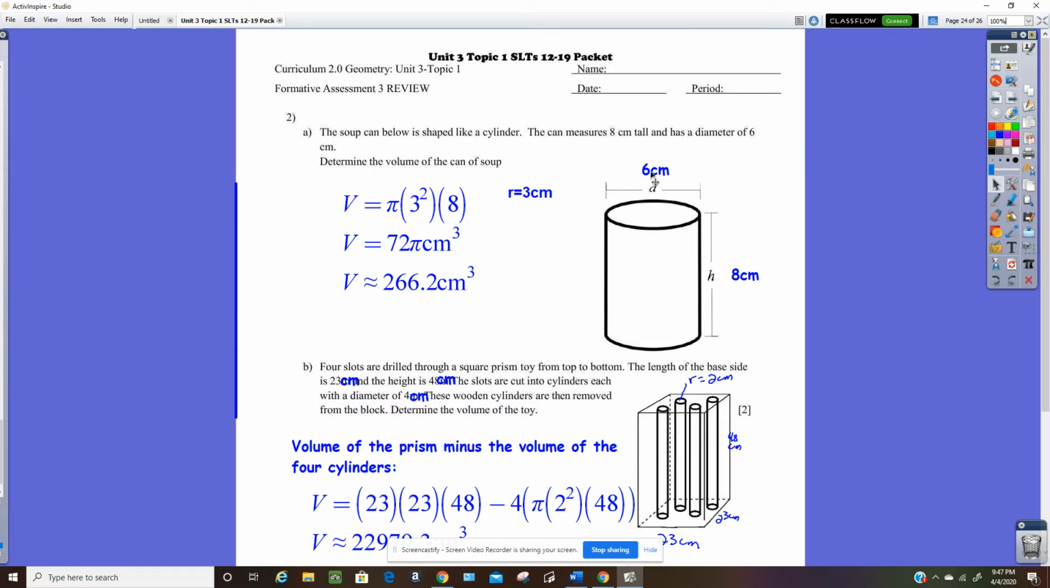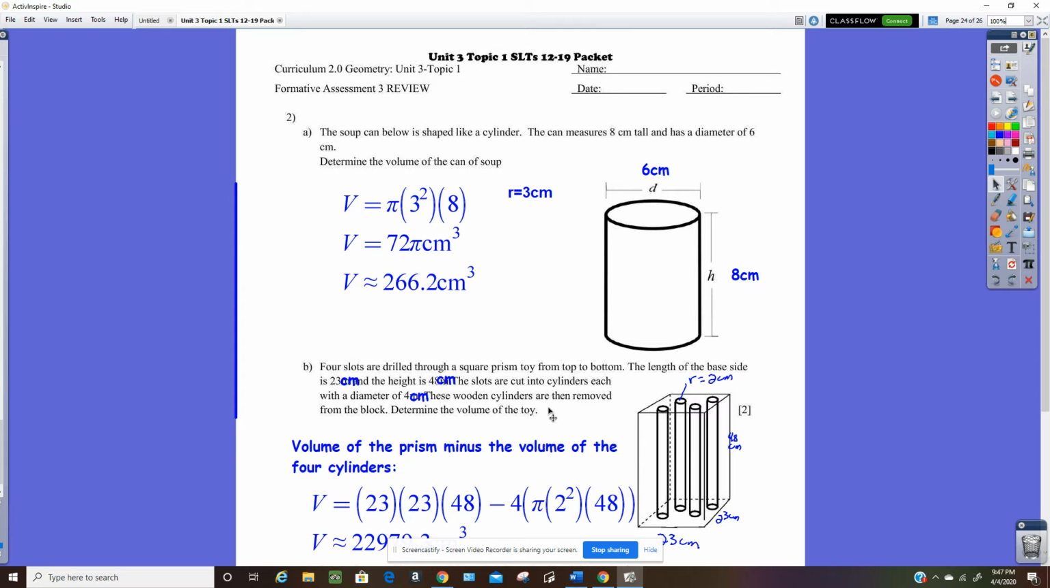On the next page, a soup can shaped like a cylinder. The can measures 8 centimeters tall and has a diameter of 6 centimeters. Determine the volume. So pi r squared h is 72 pi cubic centimeters. If you take 72 times pi, you get approximately 266.2 cubic centimeters. And I wanted to change these all to centimeters here.